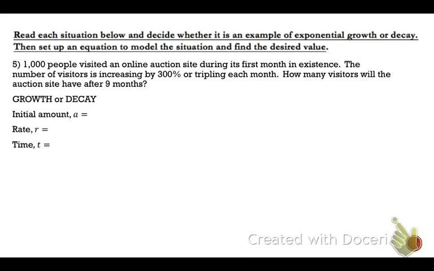All right, number 5. 1,000 people visited an online auction site during its first month in existence. The number of visitors is increasing by 300%, or it's tripling each month. How many visitors will the auction site have after 9 months? So, growth or decay, I'm sure you're saying it in your head right now. The language, increasing. So we have a growth situation. Now you want to look for your initial or beginning amount. That's 1,000.